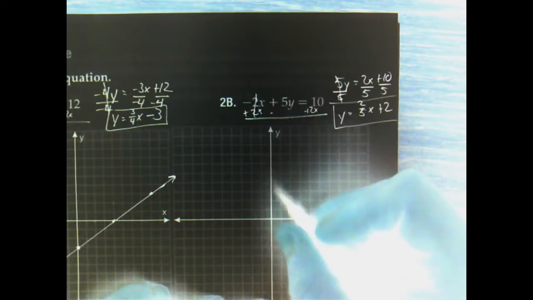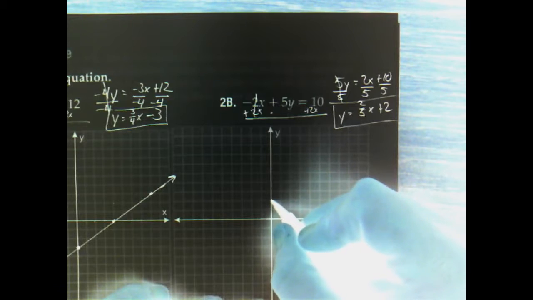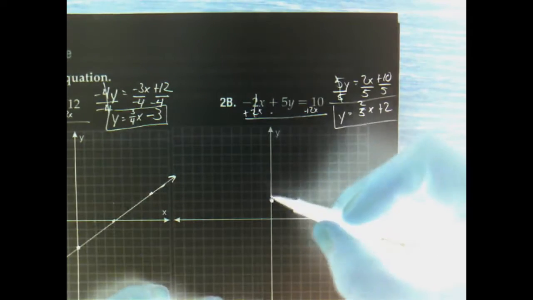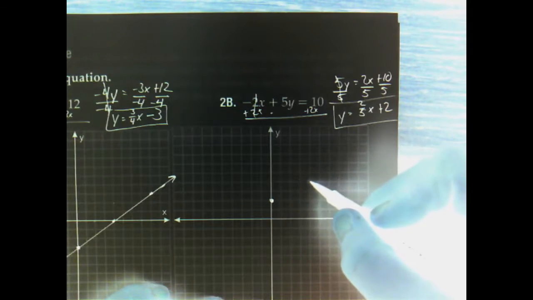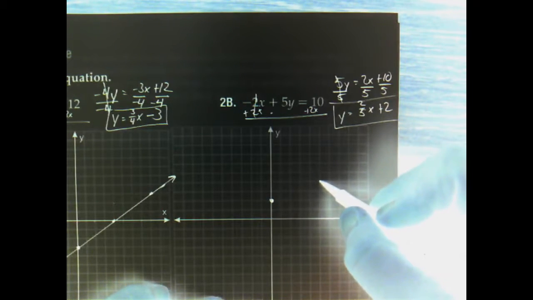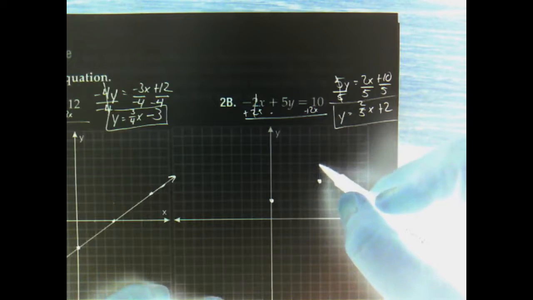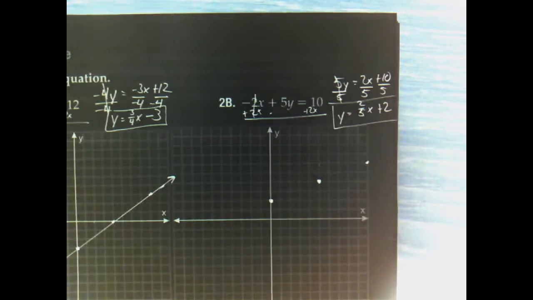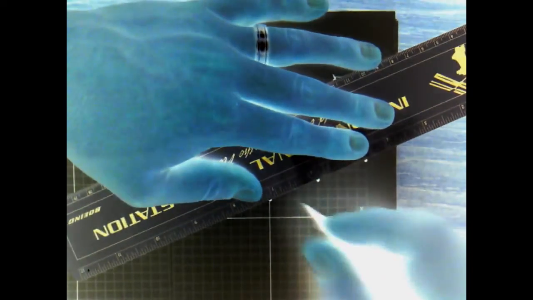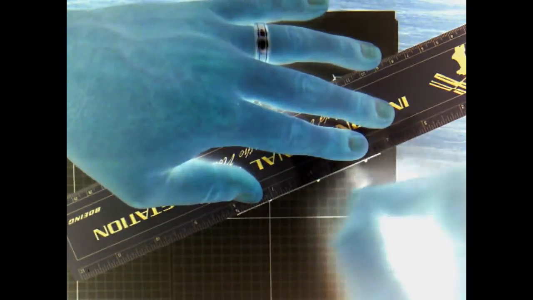So on the y-axis here, I go up to 2: 1, 2. There's my y-intercept. The slope is 2/5, so up 2, over 5: 1, 2, then 1, 2, 3, 4, 5, and put a point. Draw my line with my ruler, and there you have it.